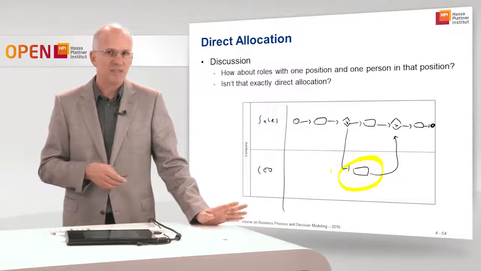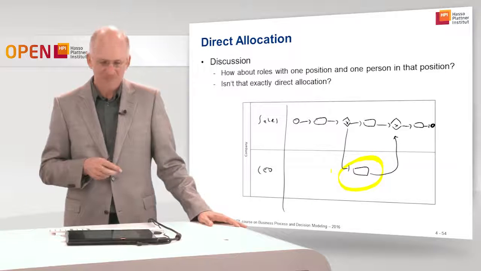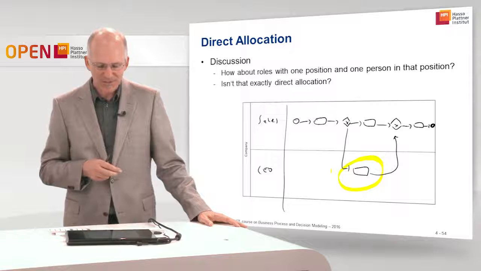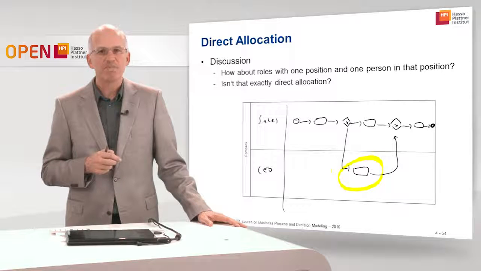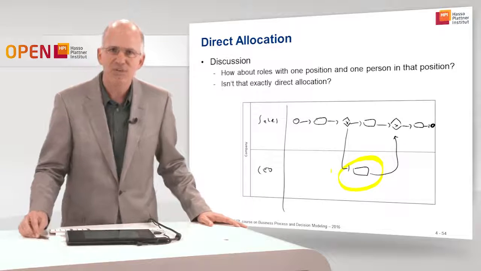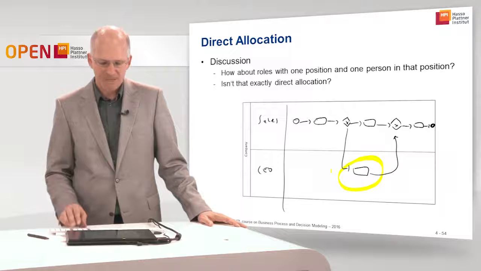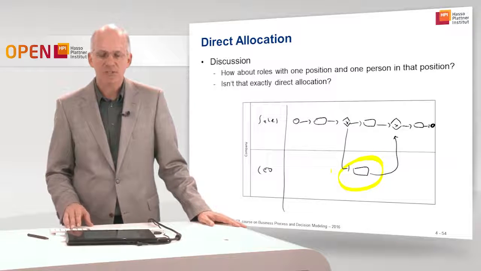We don't need to change the process model for that. In the previous case, if Peter Jones has left the company, for instance, then we need to change the process model as well. So we have here one more level of indirection, and therefore it is similar, but it's not the same as direct allocation.